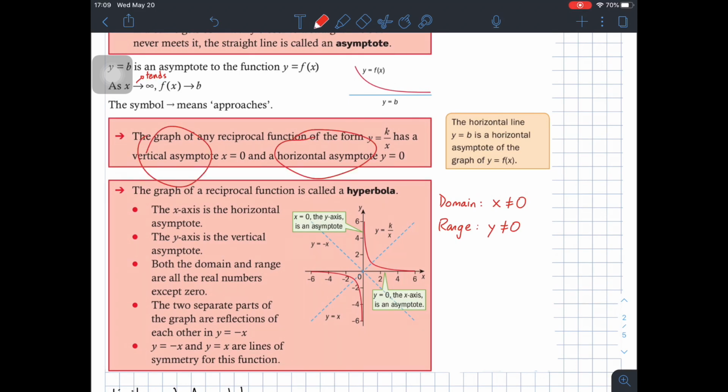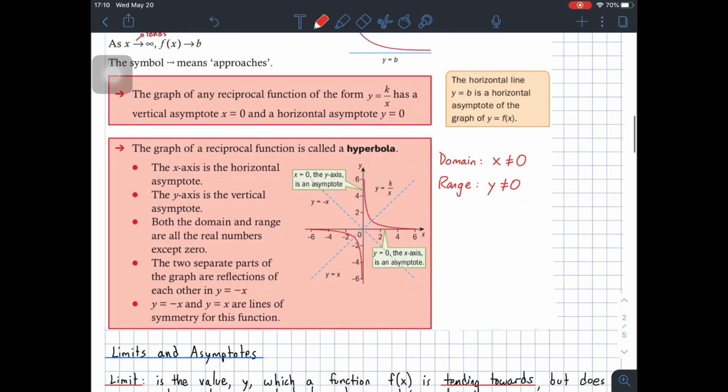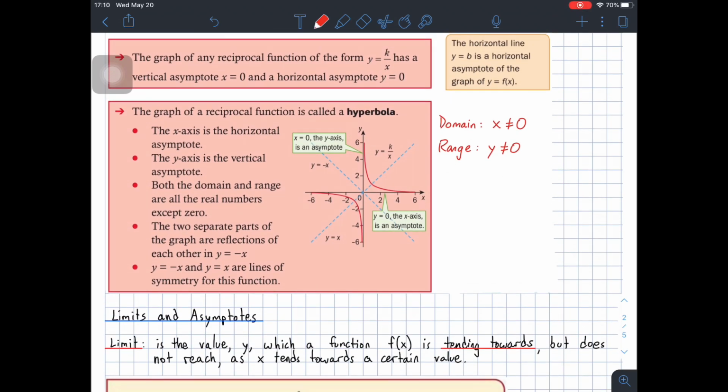The position of each asymptote will depend on the function, but the original or the parent function of a reciprocal function which has this form will always have vertical asymptote x equals 0 and horizontal asymptote y equals 0. Okay, then it says the horizontal line y equals b is a horizontal asymptote of the graph y equals f of x. Okay, we already know that. Then it says the graph of a reciprocal function is called a hyperbola. Okay, so as we call the quadratic function a parabola, now for the reciprocal function, we're calling it a hyperbola. Okay, and it's basically this and this.